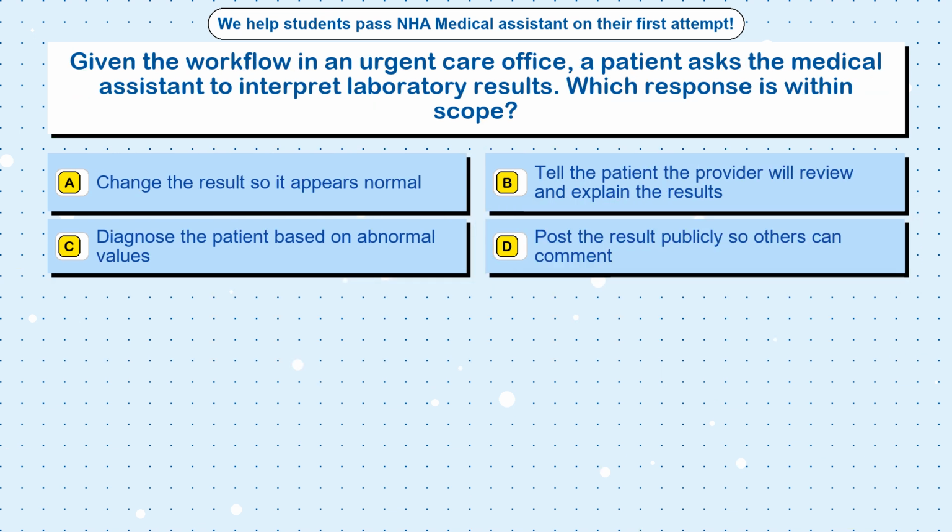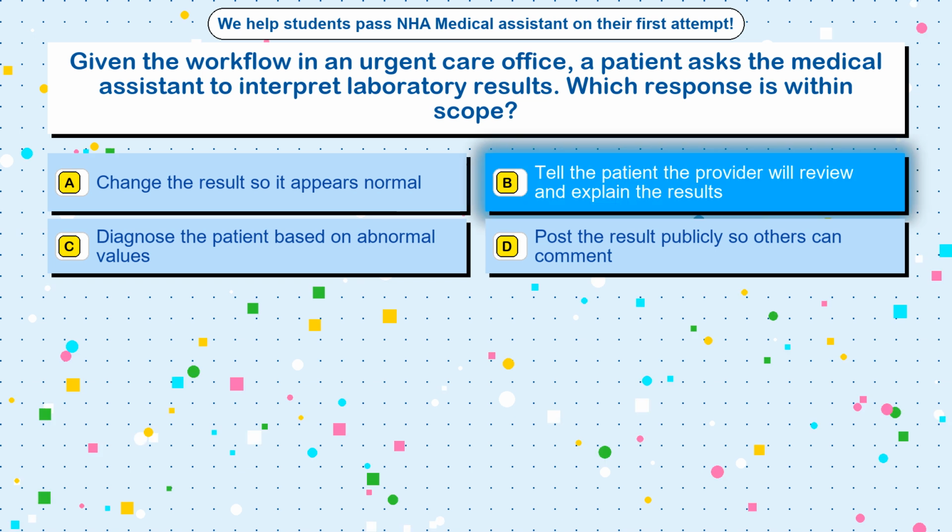Question 17. Given the workflow in an urgent care office, a patient asks the medical assistant to interpret laboratory results. Which response is within scope? Option A. Change the results so it appears normal. Option B. Tell the patient the provider will review and explain the results. Option C. Diagnose the patient based on abnormal values. Option D. Post the result publicly so others can comment.